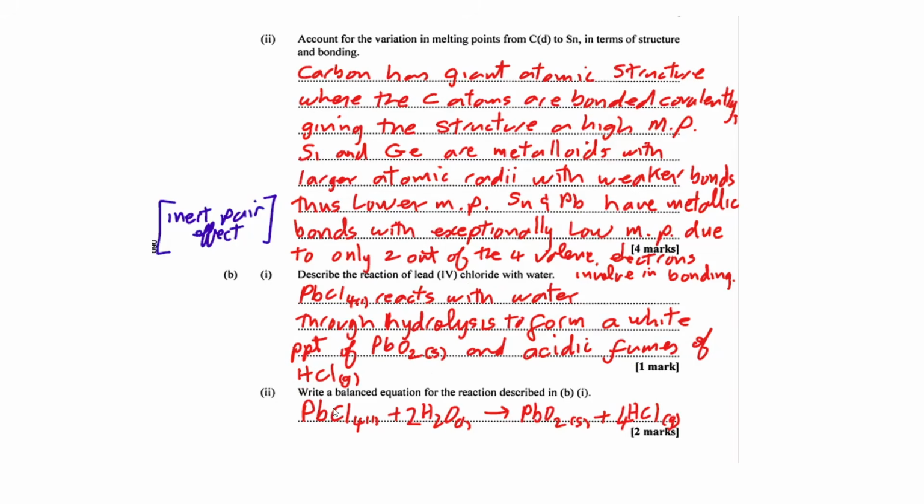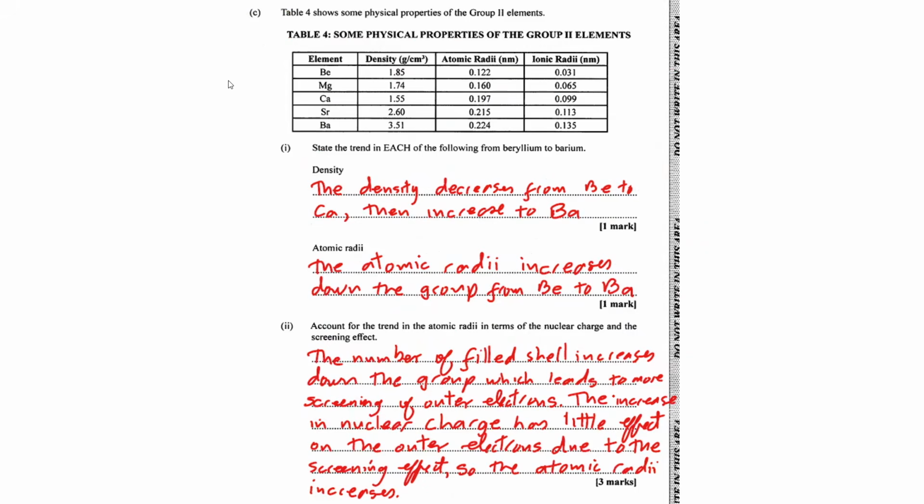B Part 2. Write the balanced equation for the reaction described in B Part 1. So here we have PbCl4 reacting with water, and through hydrolysis you form our lead 4 oxide, aka lead dioxide, and our HCl gas, which is our acidic fume. And of course, the lead 4 oxide is our white precipitate.